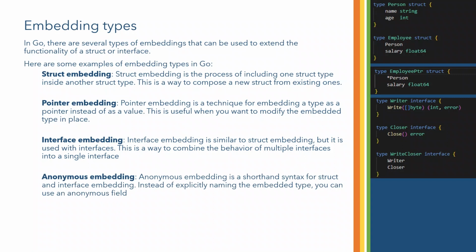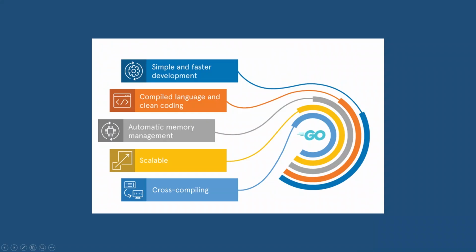And the fourth one is anonymous embedding. Anonymous embedding is a shorthand syntax for struct and interface embedding. Instead of explicitly naming the embedded type, you can use an anonymous field. For example, here string. There is no name for this. This is an anonymous field.